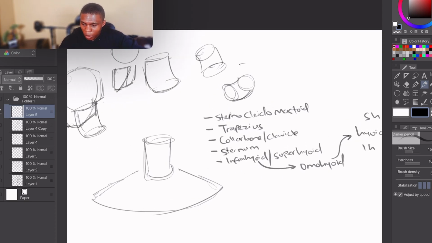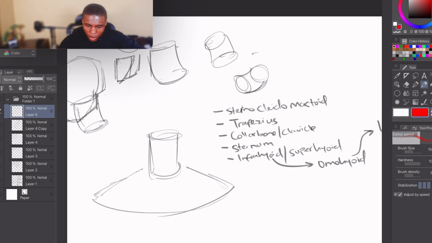So I'm going to kind of draw that here. So the sternum, let's draw the head first. Let's put a jaw here, somewhere here. What the hell am I doing?